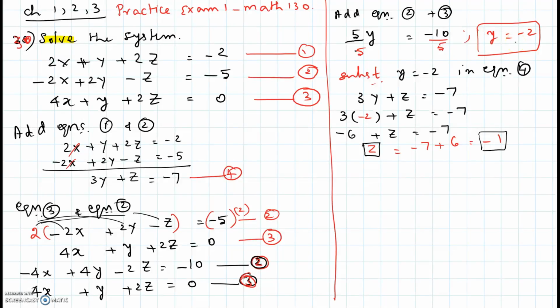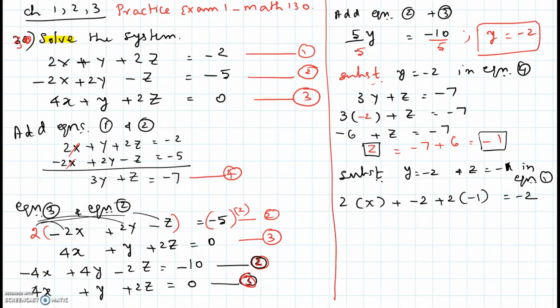So we got y, we got z. Now we have to get only the value of the variable x. We can choose any of the three equations. We'll choose equation 1, which involves x, y and z, and plug in the values of y and z into equation 1, and then solve for x. So substitute y equal to negative 2 and z equal to negative 1 in equation 1. It is 2x plus y, where y is replaced by negative 2, plus 2z, where z is replaced by negative 1, equal to negative 2.